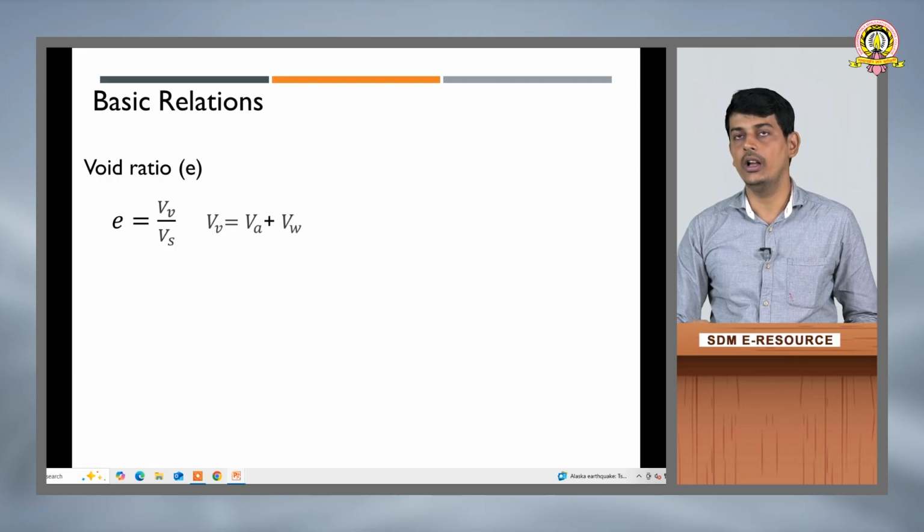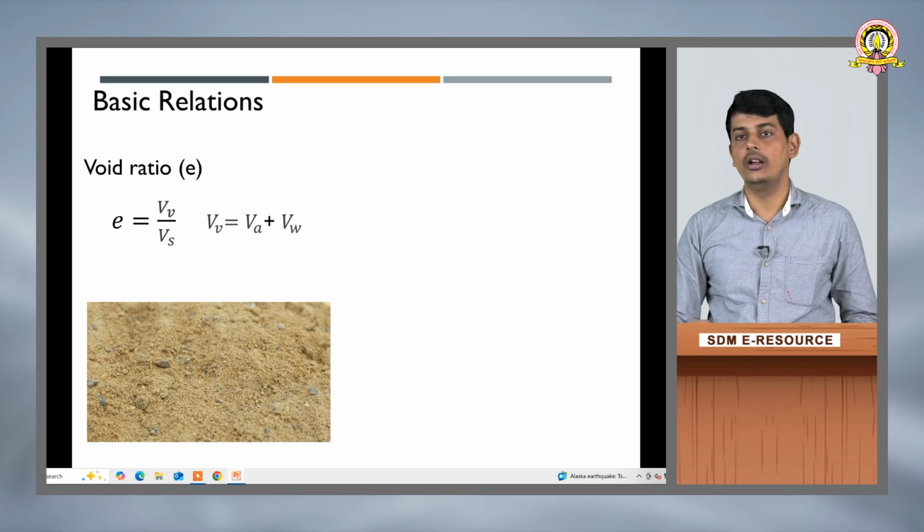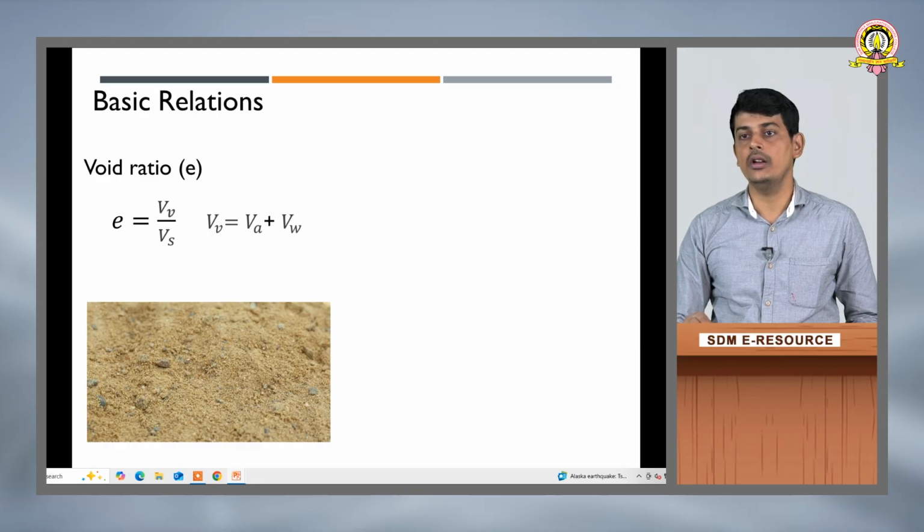For example, for a higher void ratio, a good example I can give is sand, where sand is a porous material. There are a number of voids in that. If you put some water on this particular sand, it will easily move to the other side.